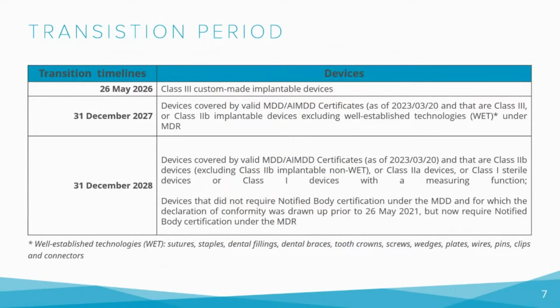The transition. The 3-year transition timer started from May 2017, aiming for complete implementation in May 2020. Due to the COVID pandemic, manufacturers could not meet the given timeline. So the EU Commission extended the timeline based on the device class. The extended transition deadline for Class 3 and Class 2B implant devices is December 2027. For Class 2B non-implant devices, Class 2A and Class 1 devices, it is moved to December 2028. For Class 3 custom-made and implant devices, it is May 2026.